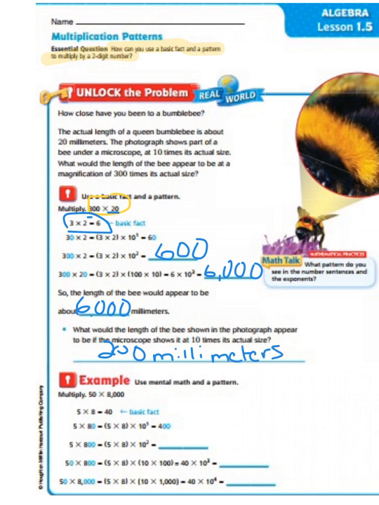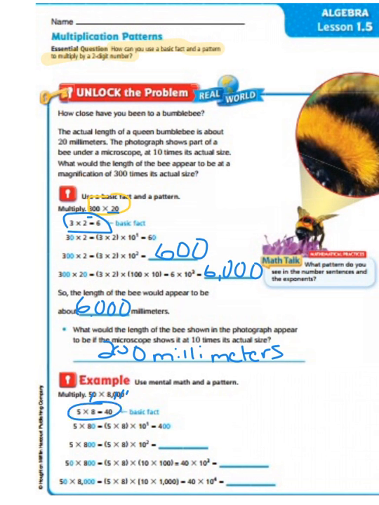So let's look at the next example. This one says to use mental math and a pattern. We're going to multiply 50 times 8,000. So we're going to look at our basic fact. Our basic fact is if we take the zeros off of the 50 and the 8,000, we know 5 times 8 equals 40. This is our basic fact.